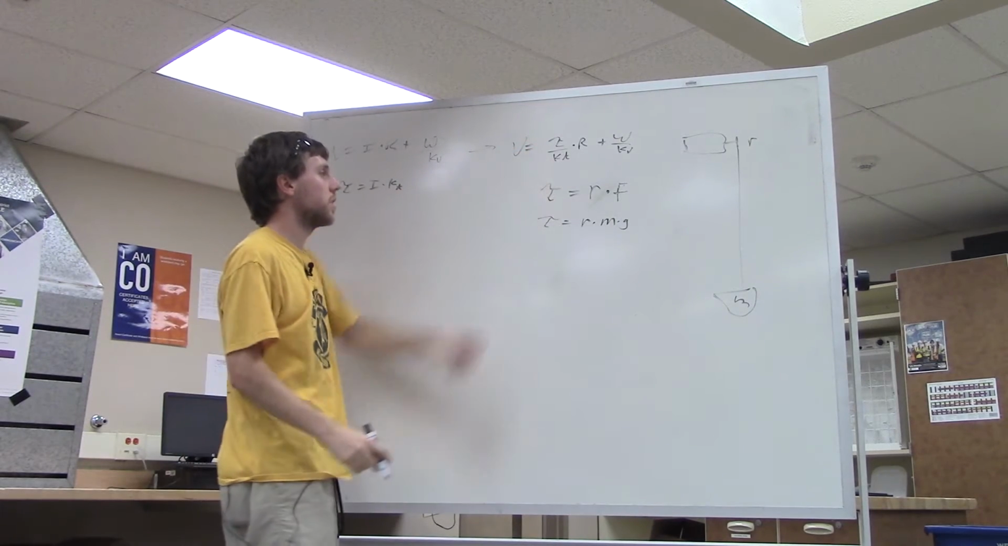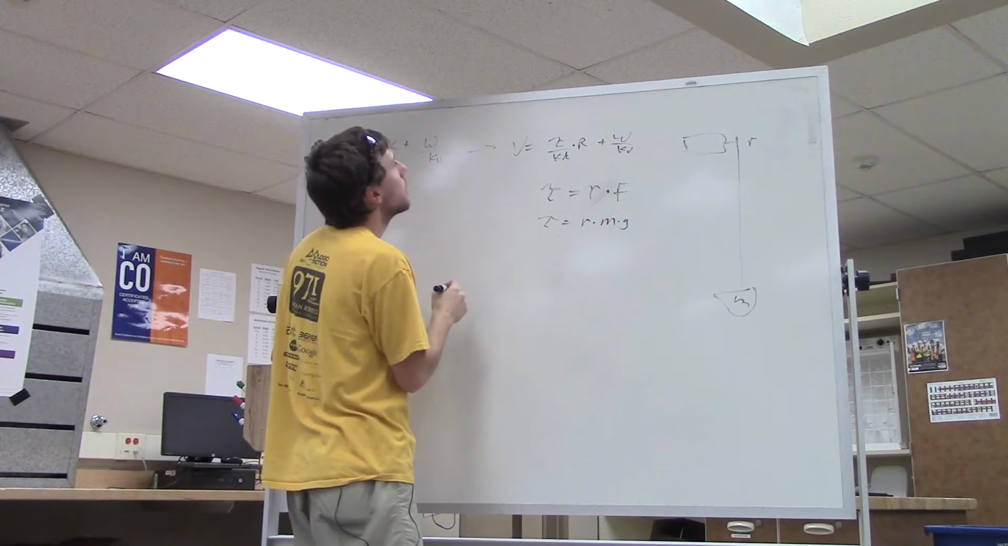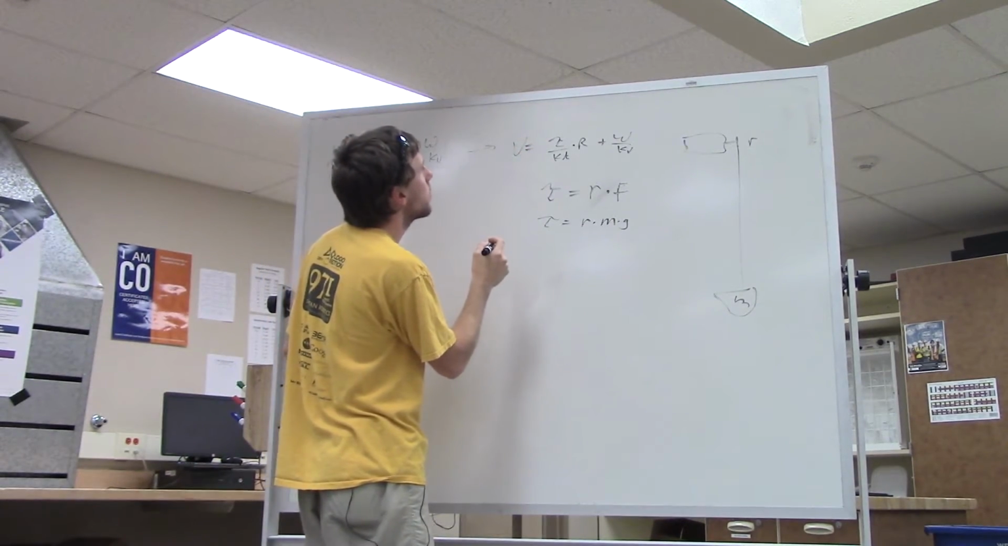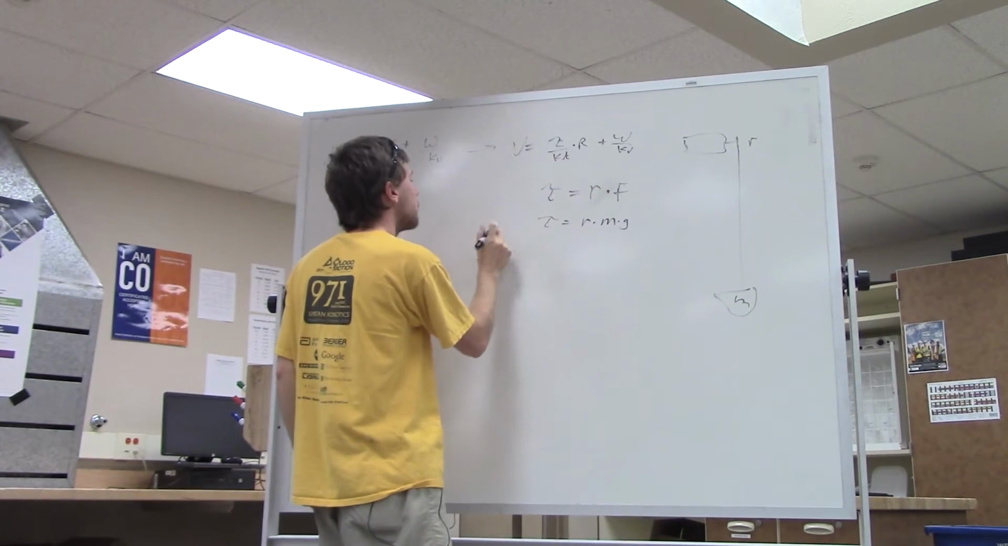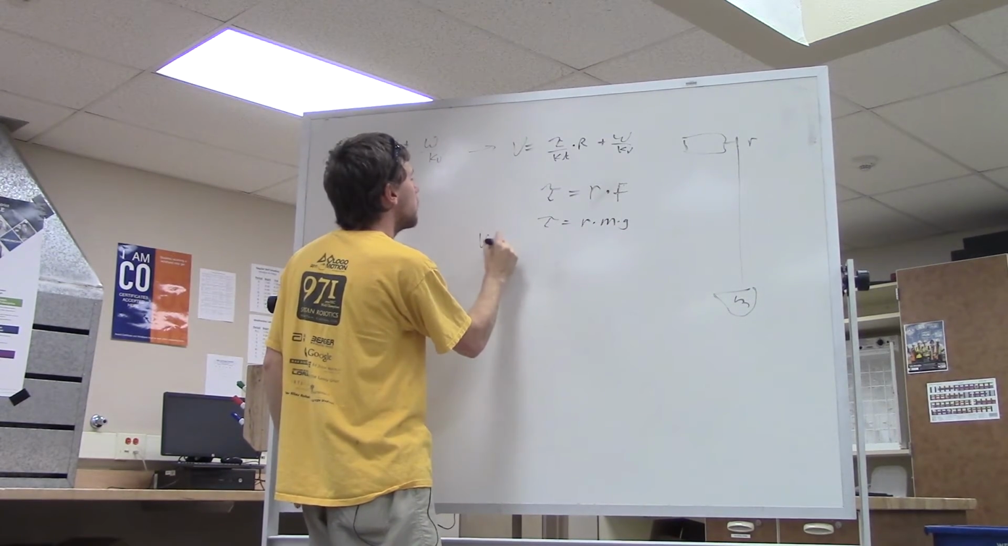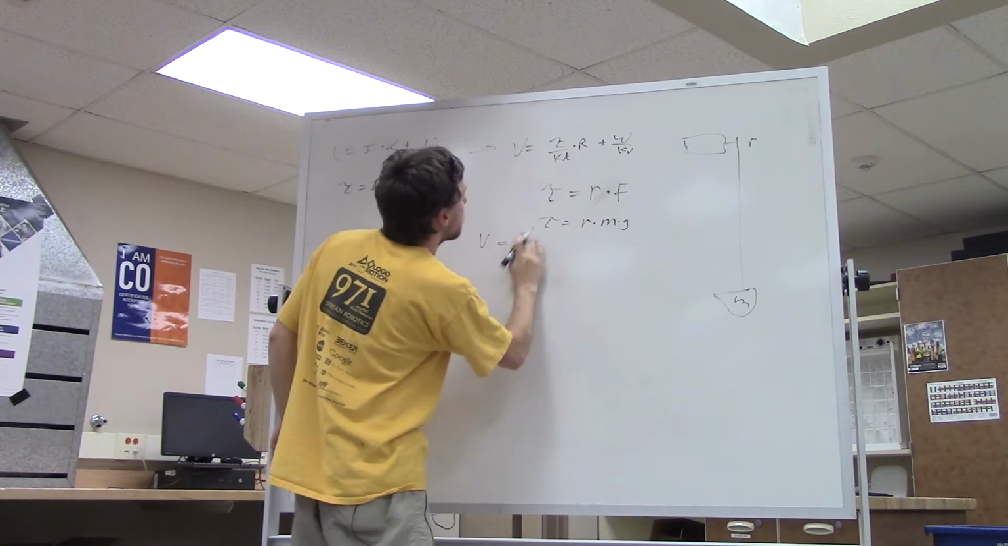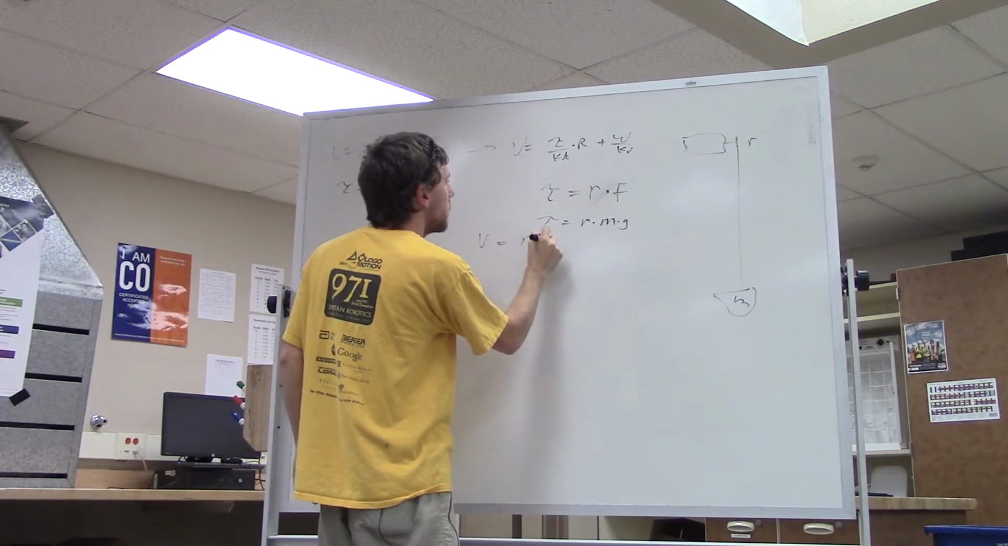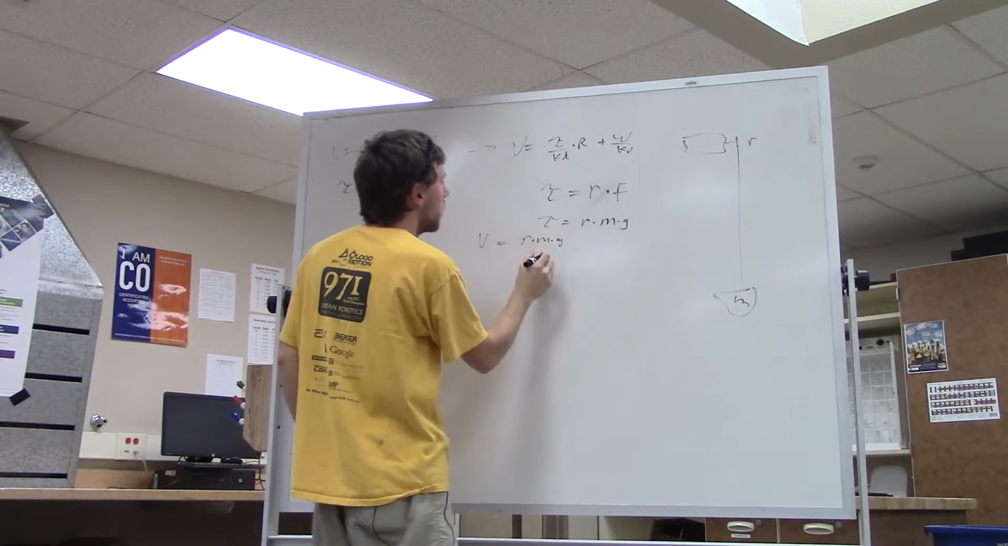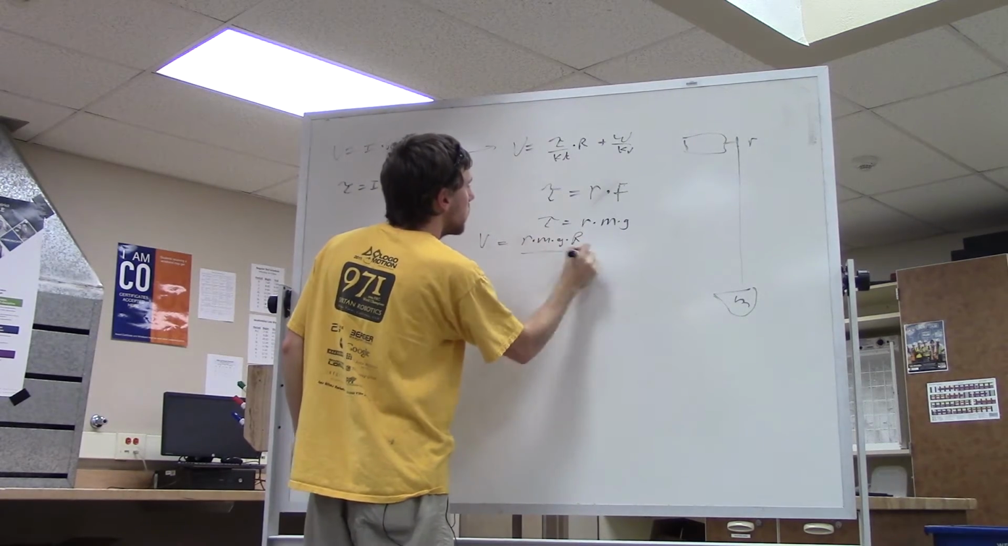So now we can plug this in. V equals R times m times g times R.